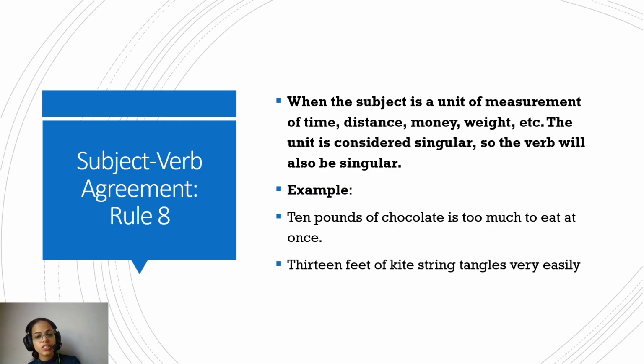So, 13 feet of kite string tangles very easily. Again, you think of this whole string as one singular subject. If you can think of it like that, in terms of picturing it, this is one way to understand it. Or otherwise, just remember that units of measurement, time, distance, money, and weight are always considered singular. So the verb will also be singular.